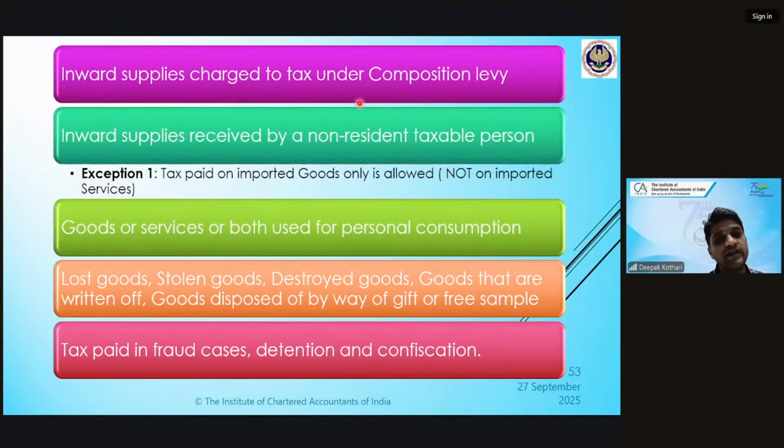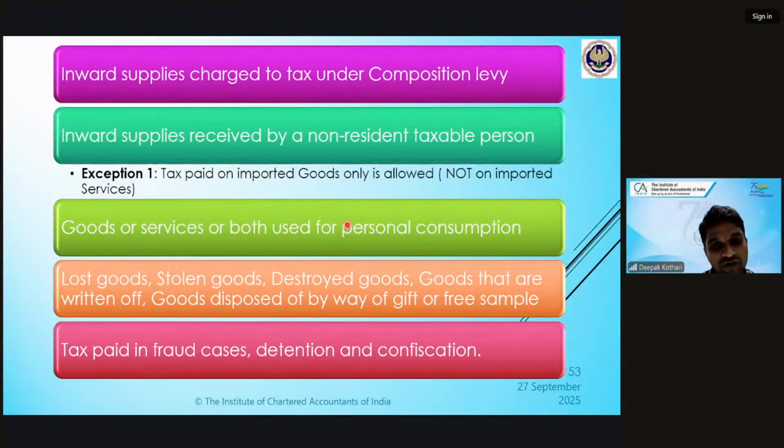Inward supplies received by a non-resident taxable person. A non-resident person comes to India, does business, he cannot claim any credit except on the goods which he is importing. If he has brought goods by importing, on the customs duty he'll pay, but on that IGST he can claim it. Other than that, on local purchases, a non-resident should not do business in India. That's why credit is blocked for him.